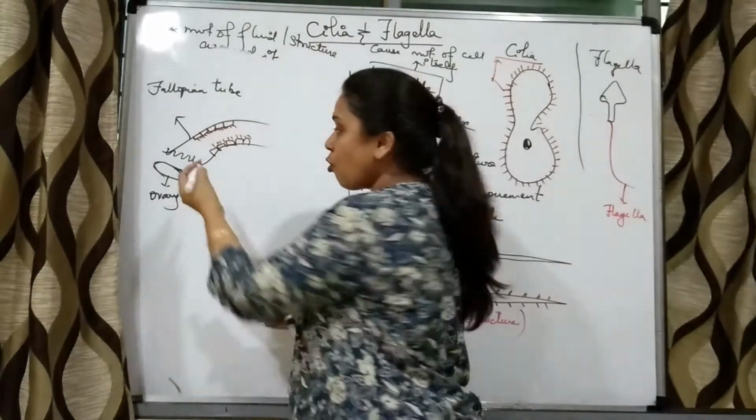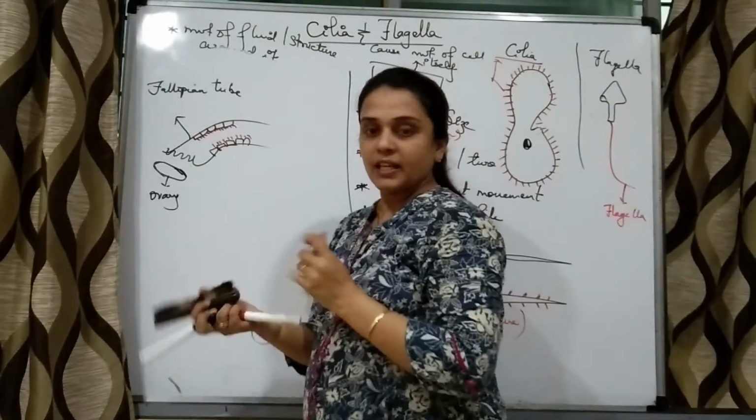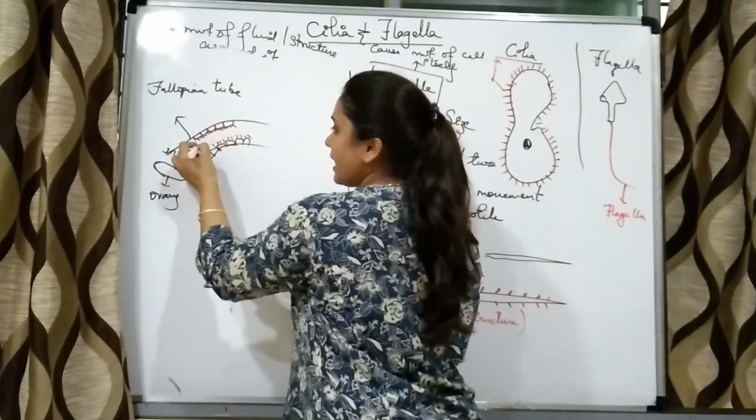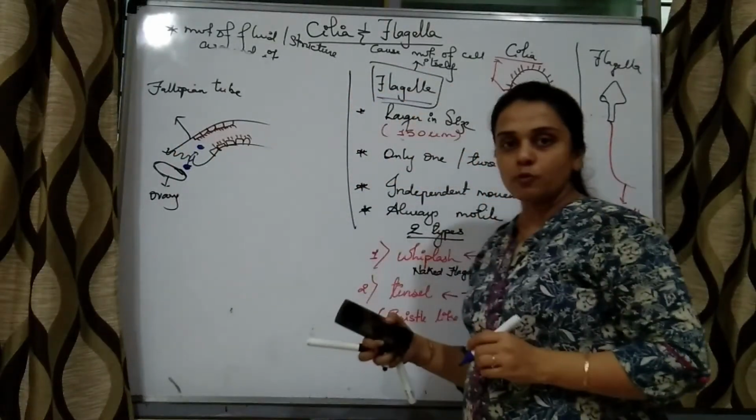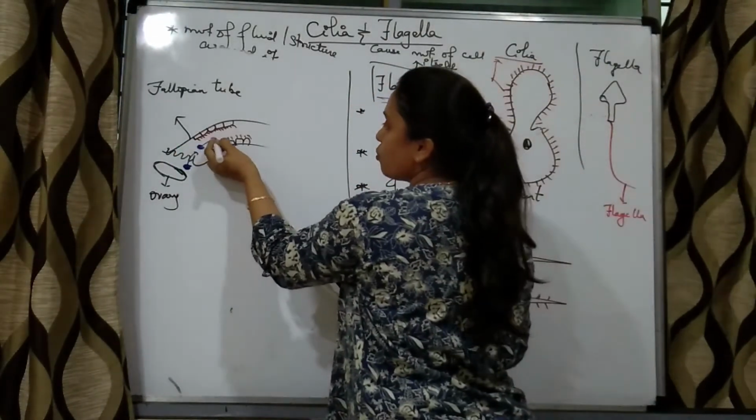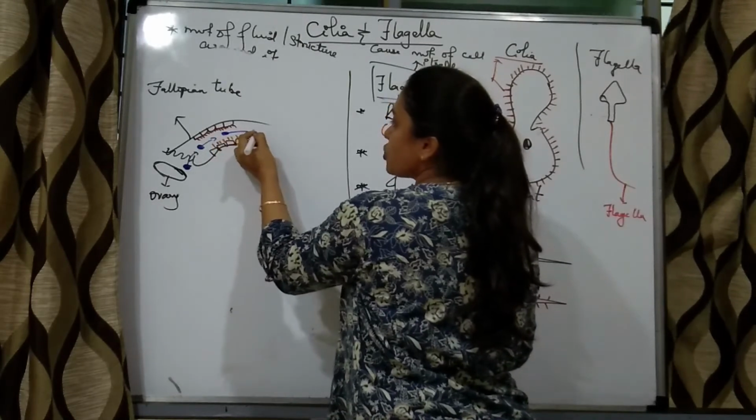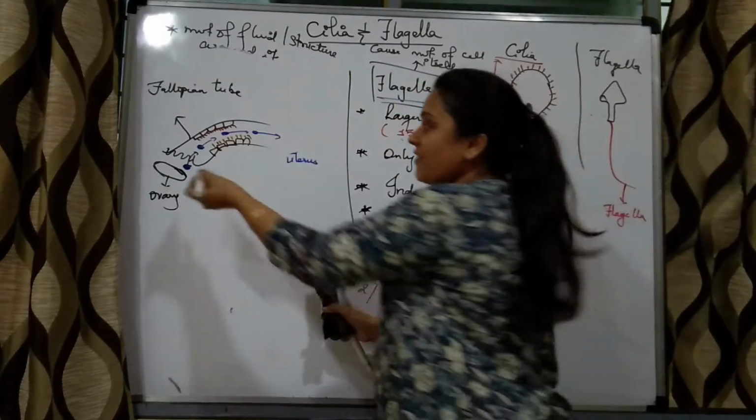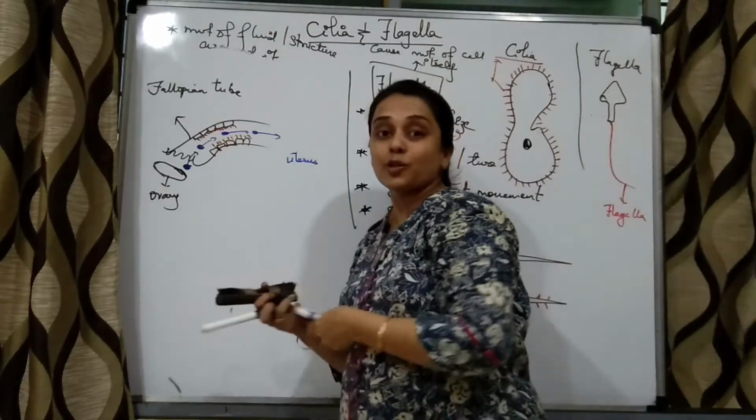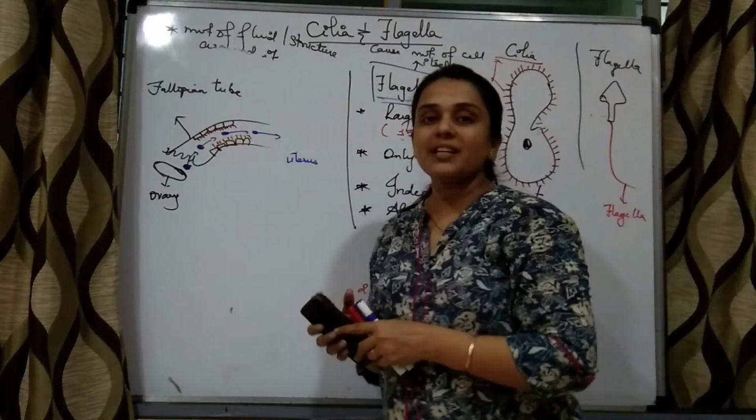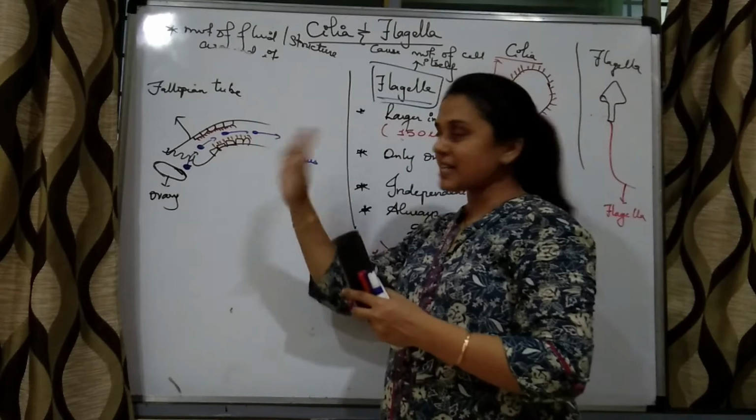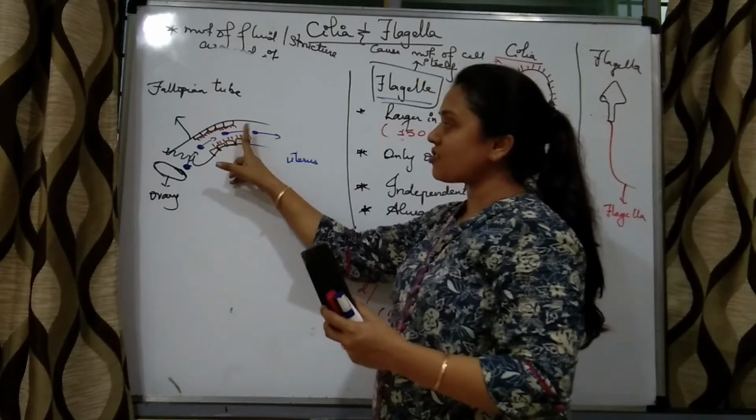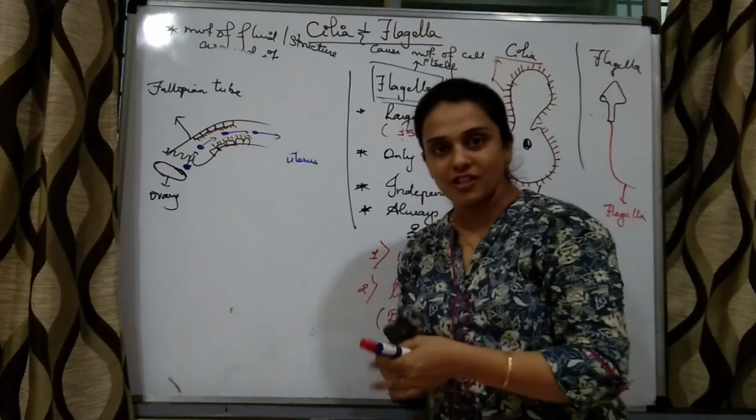Now the ovary is releasing an ovum, right? Say this is the ovum which is released. This ovum enters into the fallopian tube. Now this ovum has to move through the fallopian tube to reach the uterus. How is this ovum going to move? Who is going to help it? Then these kinocilia are going to help it. Kinocilia will beat synchronously and continuously so that the ovum is transported towards the uterus.